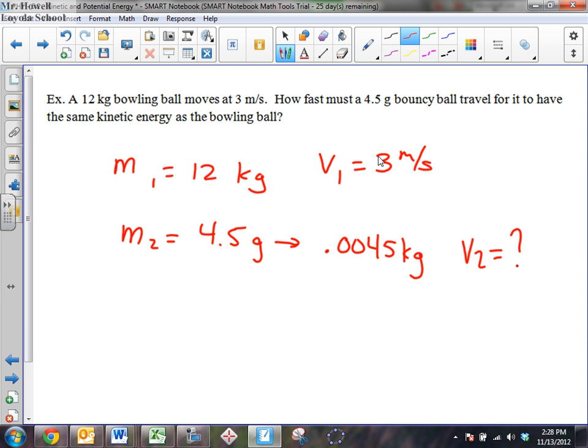What I was going to do, I don't know if this is right, because we have all the information for the bowling ball, is plug that in and find the kinetic energy. Then you can sub in the information of the bouncy ball and solve. What Shanna said is exactly right. The kinetic energy of each of these needs to be the same. So you can start by finding the kinetic energy of the bowling ball and set it equal to that of the bouncy ball, because the problem says, how fast must it be traveling for it to have the same kinetic energy?